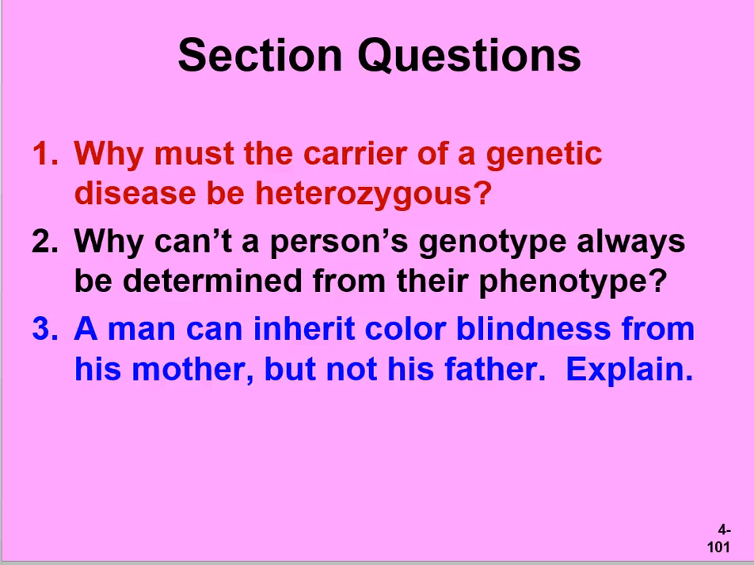Number 3, a color-blind man can inherit color blindness from his mother, but not his father. Explain that. Well, color blindness is a trait, a gene, that's carried on the X chromosome. And if you're a man, you inherit one X chromosome, and that comes from your mother. But from your father, you get a Y chromosome, which is not homologous to the X, and so therefore does not have any genes for color blindness on it.